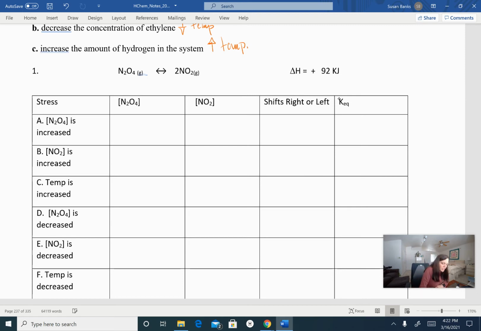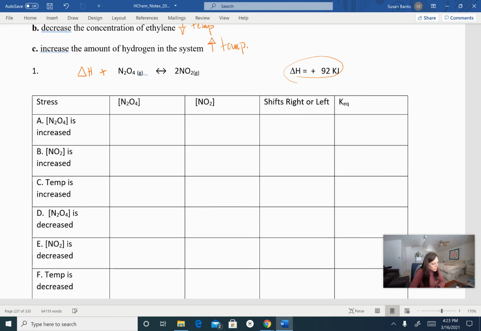So the delta H here is a positive 92 kilojoules. That means I have to add that heat in. So actually the delta H here is a reactant. Okay, this takes energy to do it. So we're going to put it on the reactant side. If it was negative, it would be exothermic and the delta H would be on the right-hand side.